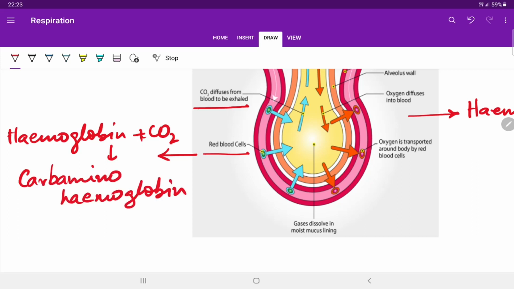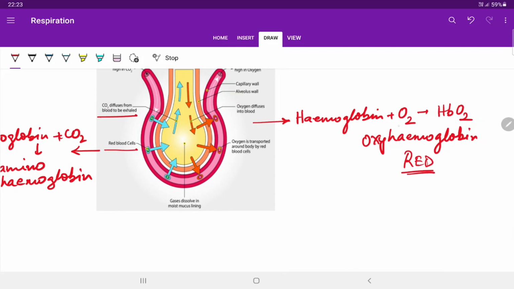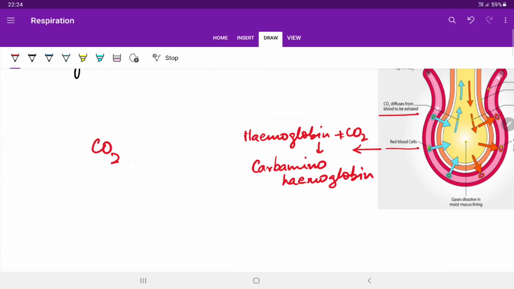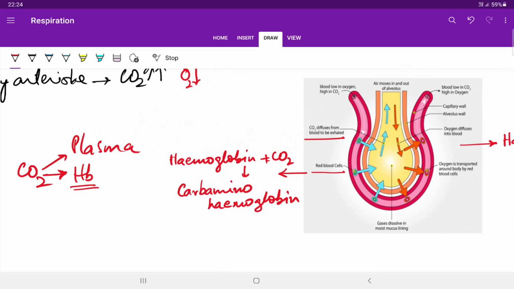carbaminohemoglobin. Oxygen can be easily carried by the hemoglobin by forming oxyhemoglobin, but the carbon dioxide can be transported through plasma, and also it can be transported bound with the hemoglobin. These are the two ways in which the carbon dioxide can be transported, right. So, we have seen how the oxygen and carbon dioxide are exchanged at the alveolar sac, and how oxygen is transported across to different tissues and the cells.